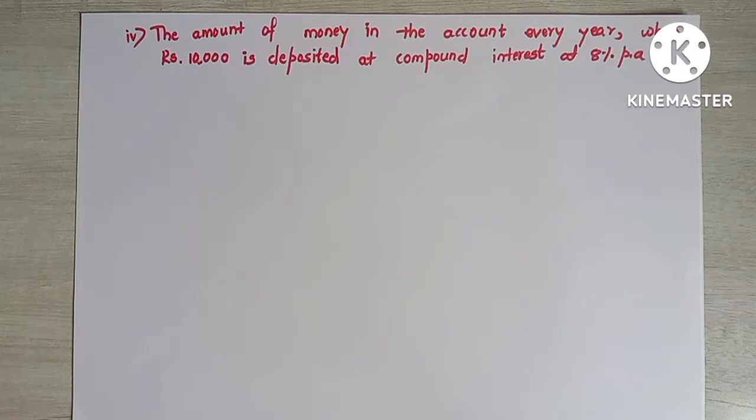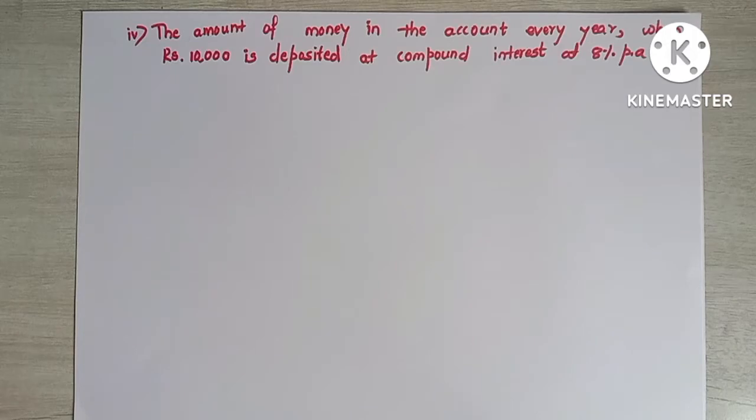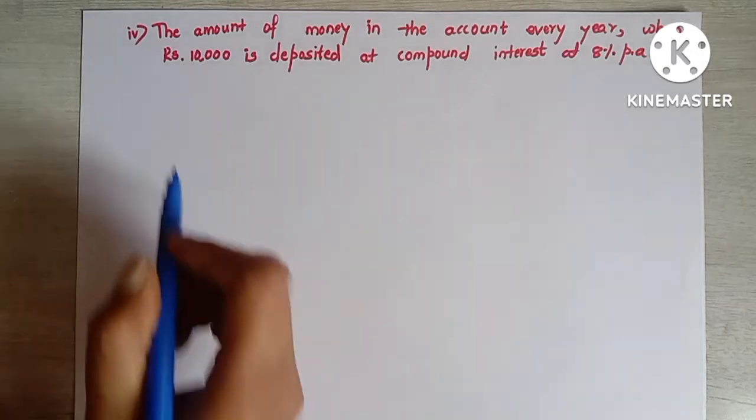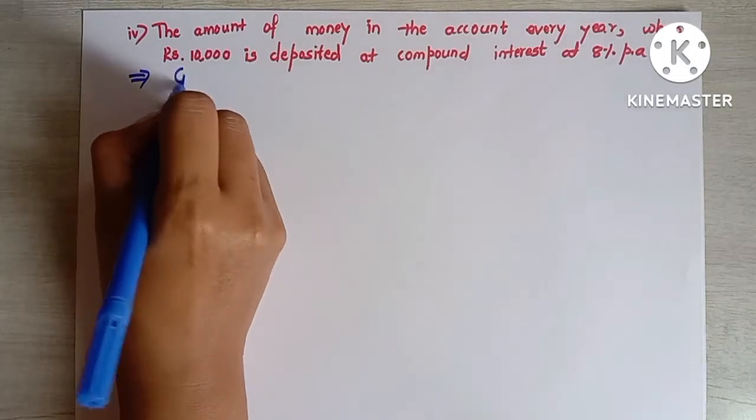Fourth question. The amount of money in the account every year when rupees 10,000 is deposited at compound interest at 8% per annum. So what does the question say? 10,000 amount is deposited in an account every year with a compound interest of 8% per annum. So we have to see whether it forms an AP or not. So first we have to write the given things.